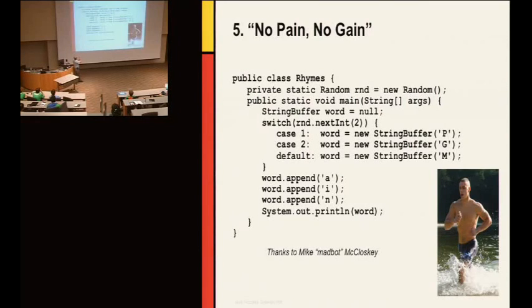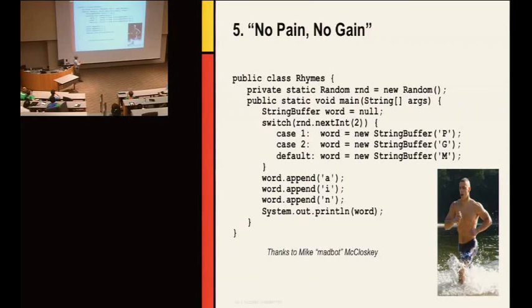So let's look at it in detail. We initialize the string buffer to null, and then we switch on random.nextInt of 2. So we generate a random number, and then depending on the value of the random number, we go to one of the 3 branches. If the random number gives us 1, we set the word, that is our string buffer, to be new string buffer of P. If we get 2, we set new string buffer of G. If we get something else, which is presumably 0, we set word to be new string buffer of M.